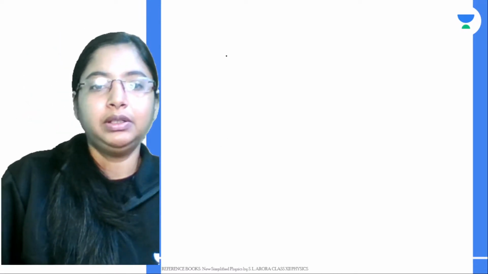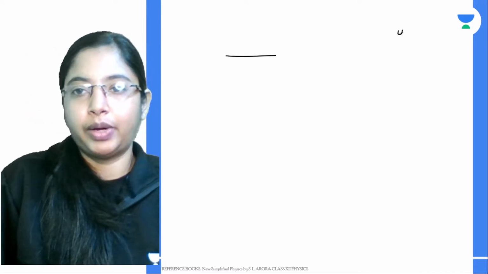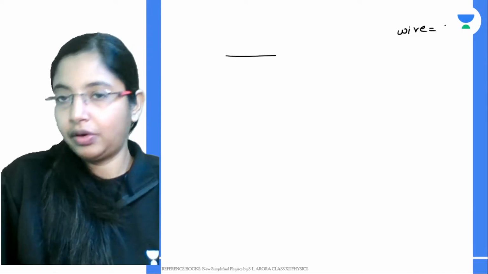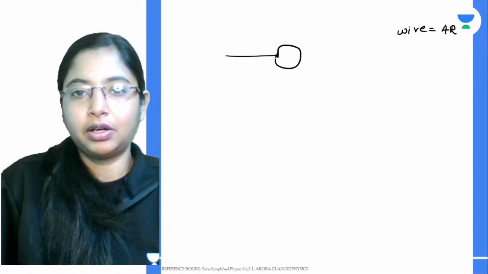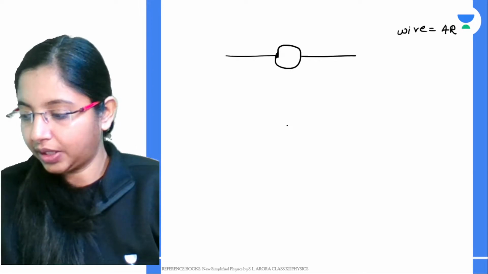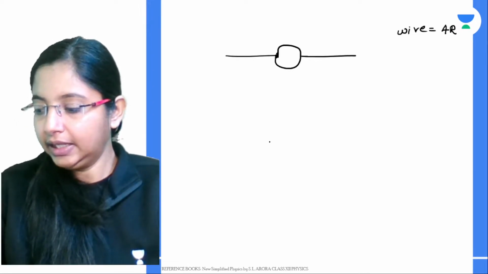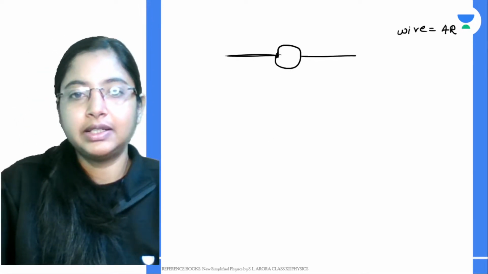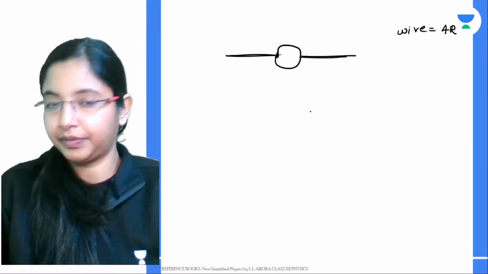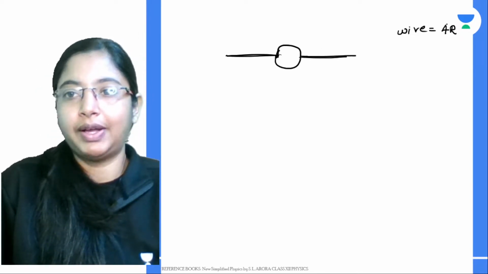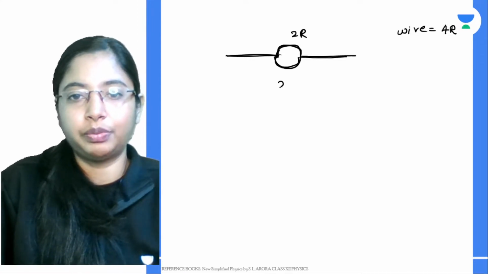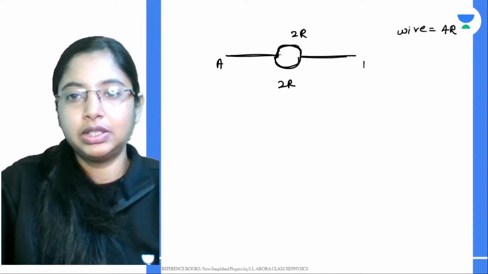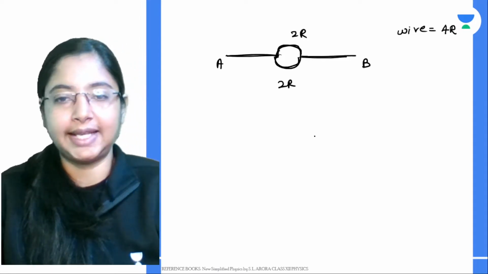For example, let's say we have a wire and this wire has a resistance of 4R. Now this particular wire is bent in the shape of a circle. In this case, what will be the effective resistance across the ends of the circle? So this wire has a value of 4R, so one part of this should be 2R and another part should be 2R. And we want to measure its equivalent resistance across its ends over here.